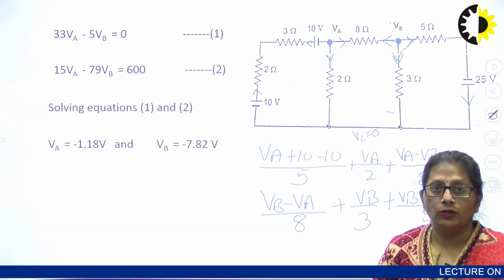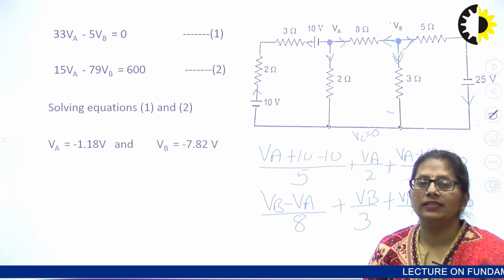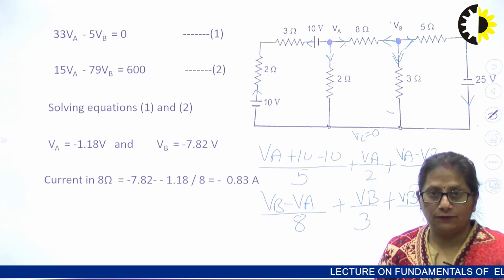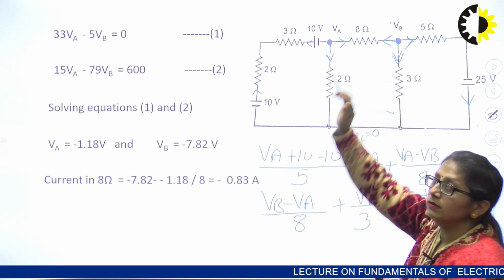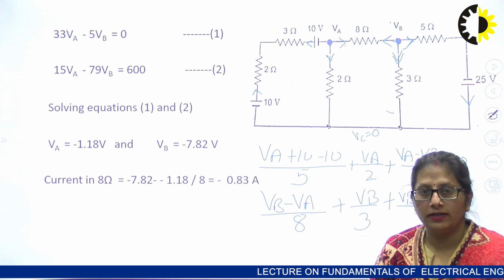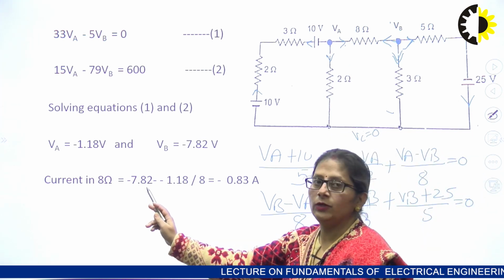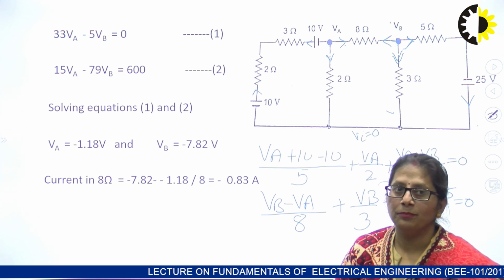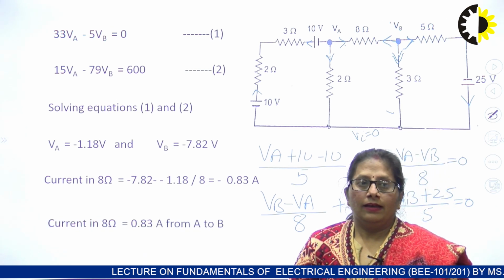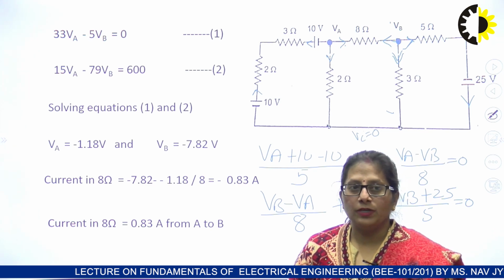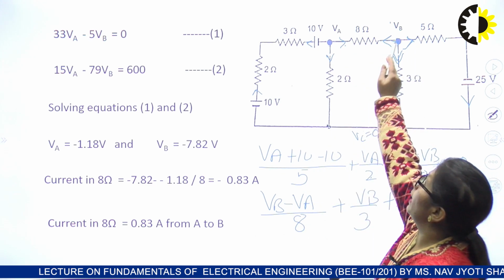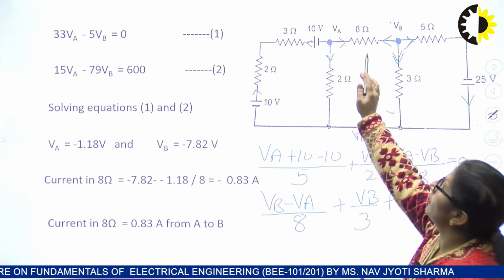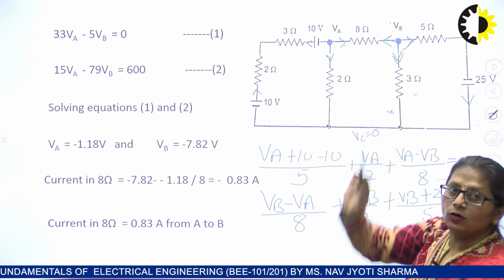as minus 7.82 volts. If that is so, the question is find the current in 8 ohms, right? So the current in 8 ohms is going to be the difference of the two voltages divided by the resistance. The difference of the two voltages, the one which is greater. So I may consider minus 7.82 minus of minus 1.18 upon 8, it is going to be minus 0.83 amperes. So the current in 8 ohms is 0.83 amperes. We are considering B to A, I am considering B to be greater once I write minus 7.82, but it is minus, it means it will be travelling from A to B in the opposite direction.